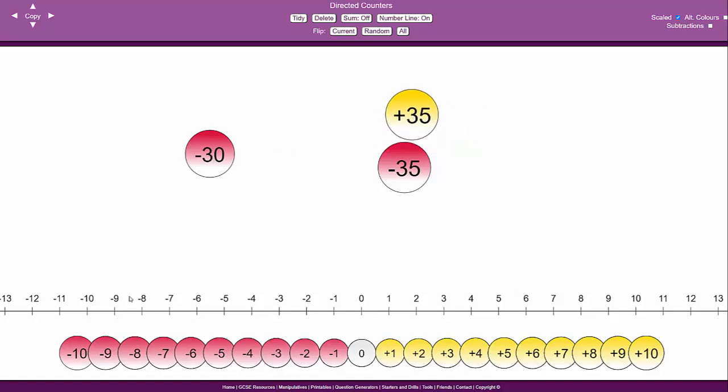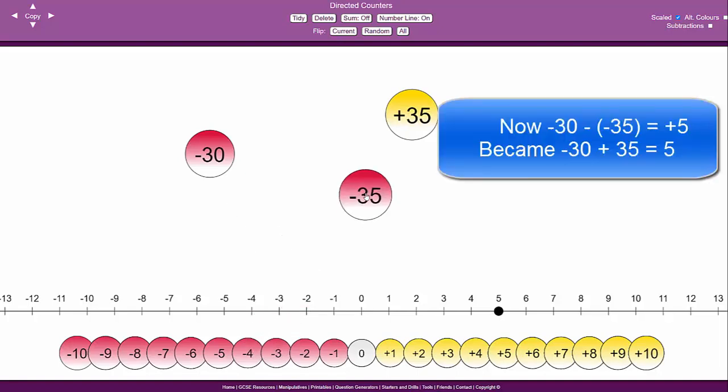My number line's not even, it's too far off to the left. And then I want to take away negative 35, and I'm going to be left with positive 5. Because negative 30 take away negative 35 ends up being the same as negative 30 plus 35.